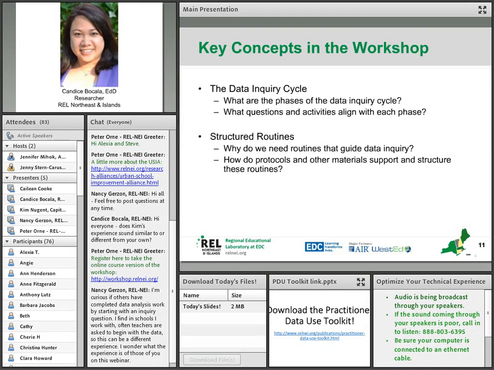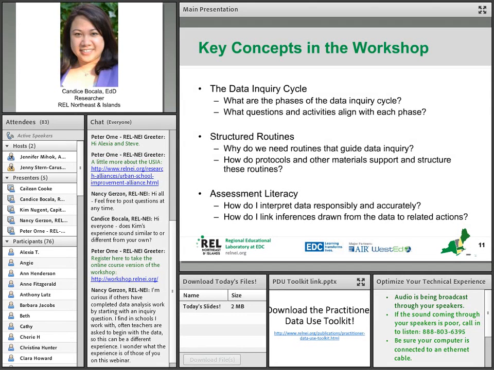And the protocols are intended really to get everybody's participation. They're intended to solicit different points of view. And so we'll talk a little bit more about that when we talk about facilitating protocols. But the other thing we'd like to reinforce is that having a structured routine helps you move through the cycle purposefully instead of in that scattered way.